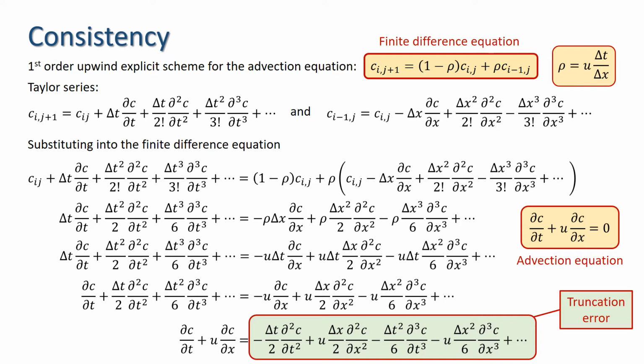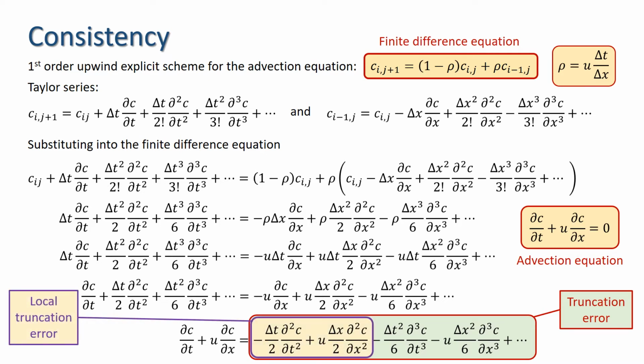If we want to know the order of the error, we need to look at the leading terms in the truncation error. We can see that the first two are first-order accurate, and the second two are second-order accurate. We call those first two terms the local truncation error of the scheme, and they confirm that we have a first-order scheme. More importantly, though, they tell us the exact form of the error.